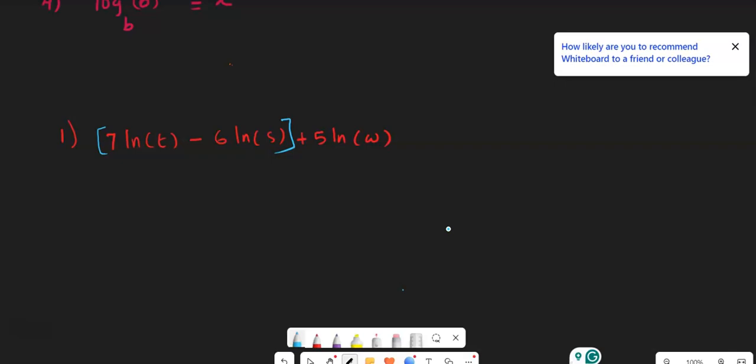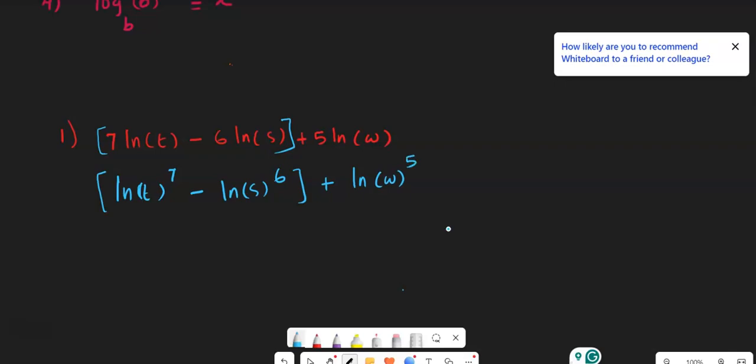Okay, so here we will use the reverse of the power rule to combine it. So this term can be written as ln of t, this 7 will go back to the power position. So ln of t to the power 7 minus ln of s to the power 6, plus ln of w to the power 5.